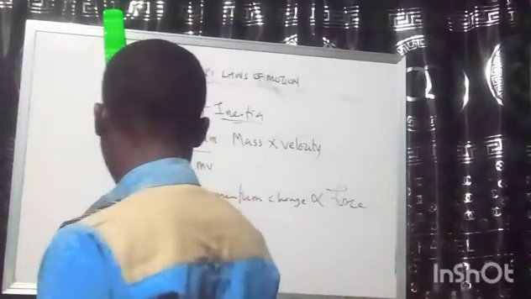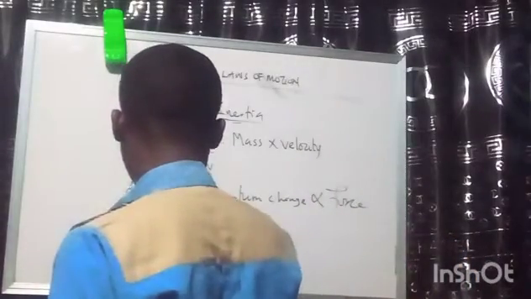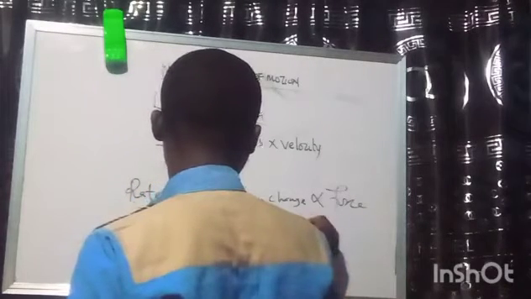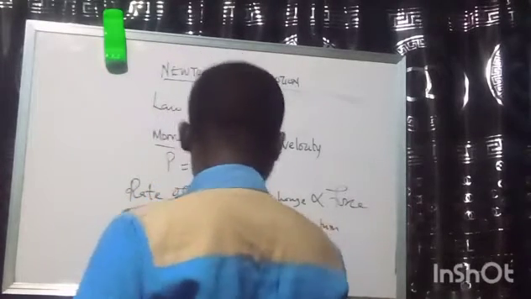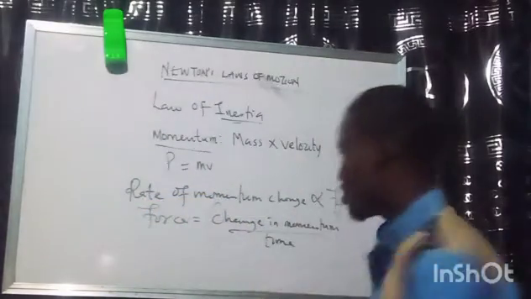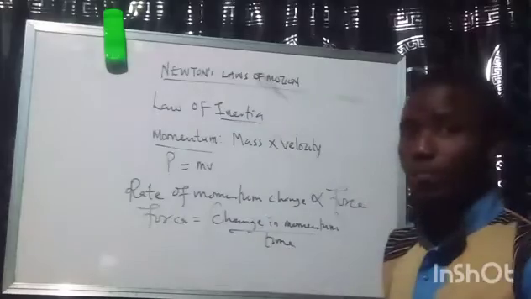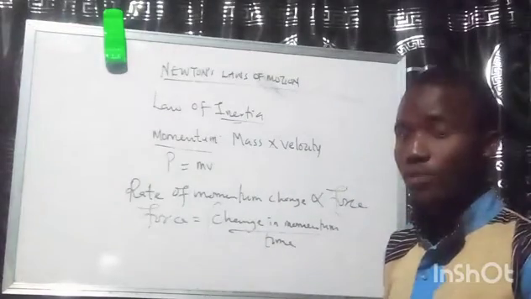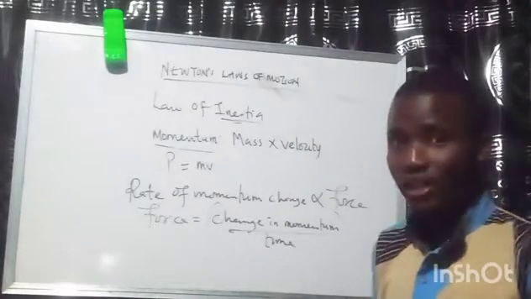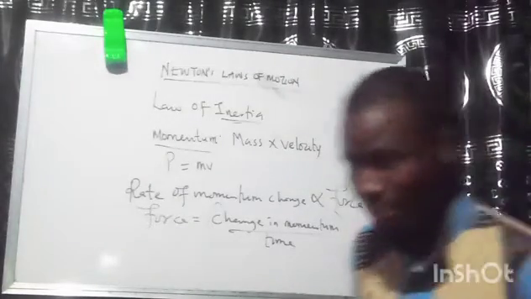So mathematically, we can say the force is equal to the change in momentum over time. This one is generally known as what? Rate of change in momentum. So that means that the force varies directly as the rate of change in momentum.